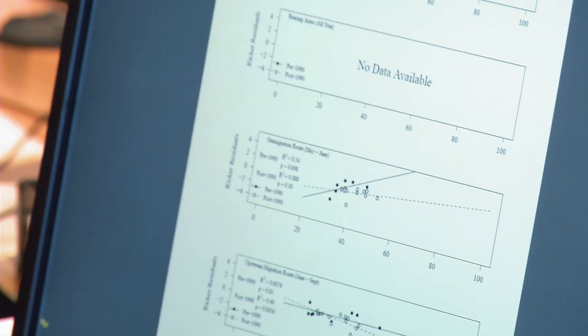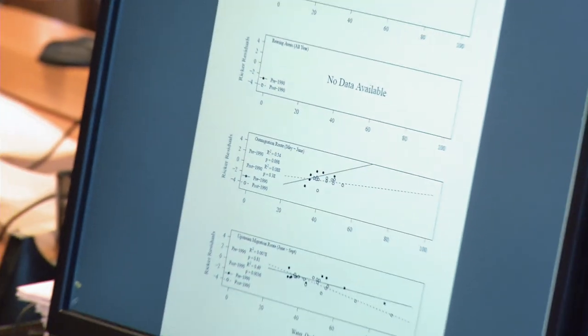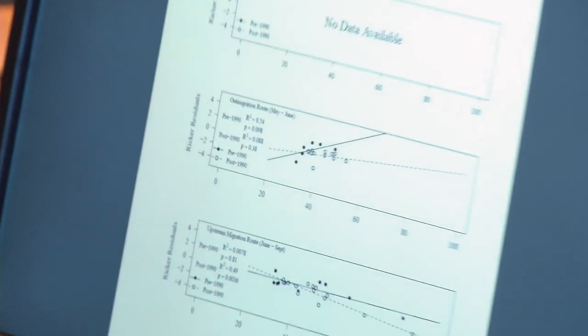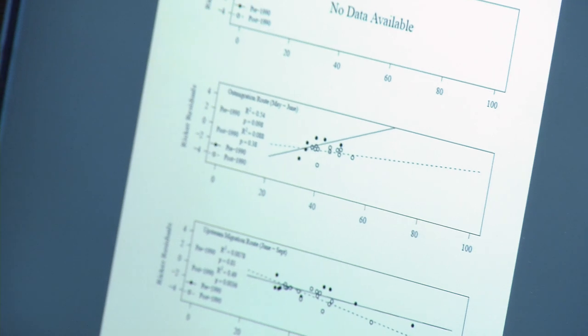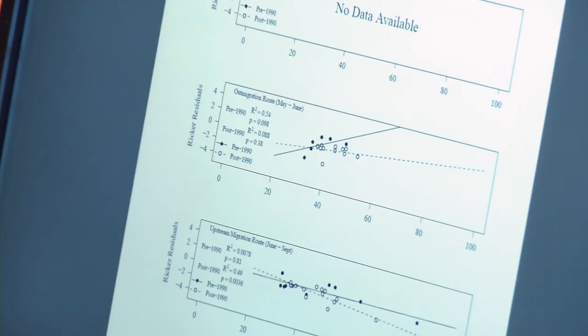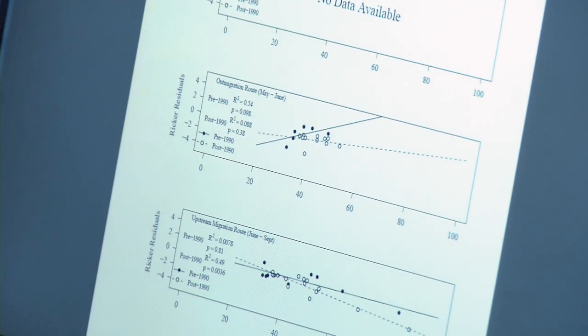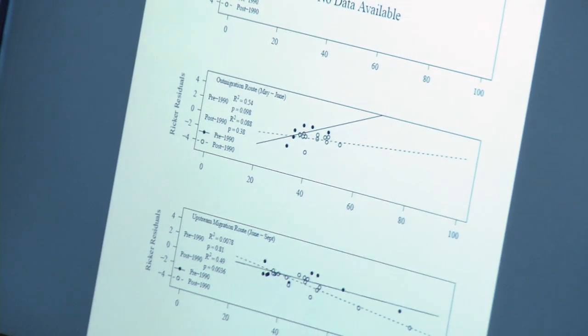Yeah. So if, for example, you look at the out migration route data for the Weaver stock, pre-1990 data, there appears to be a relationship that would be expected between water quality index and productivity if water quality was a factor influencing the abundance of salmon in that system, and that relationship is less strong for the post-1990 period.